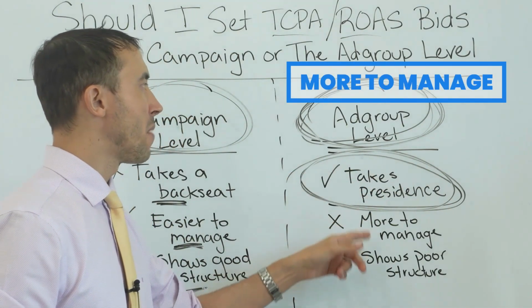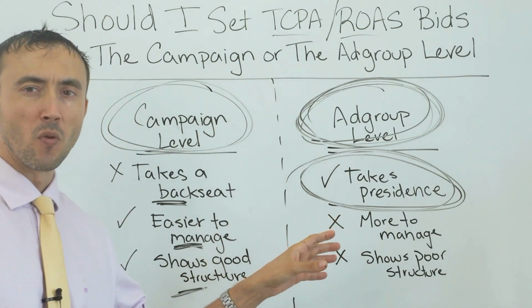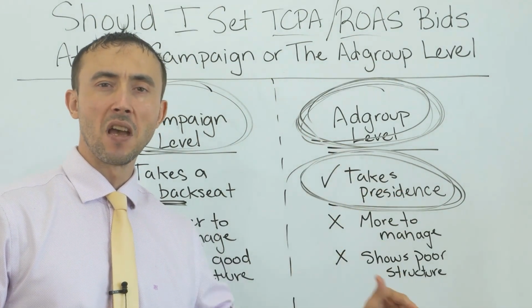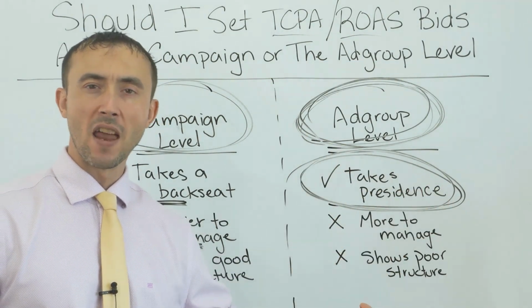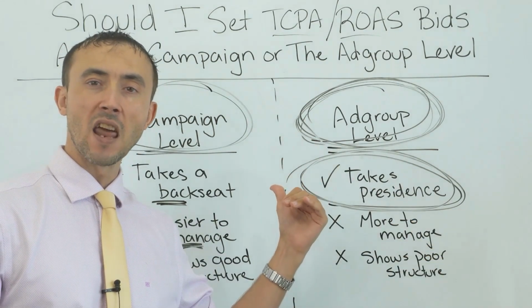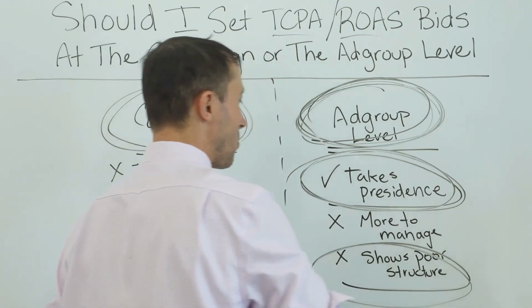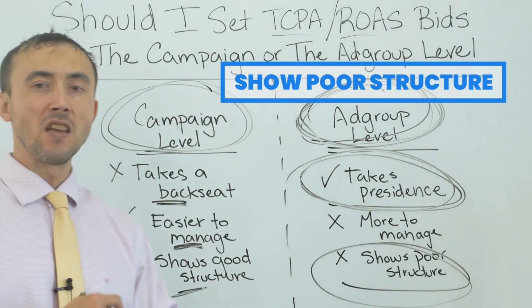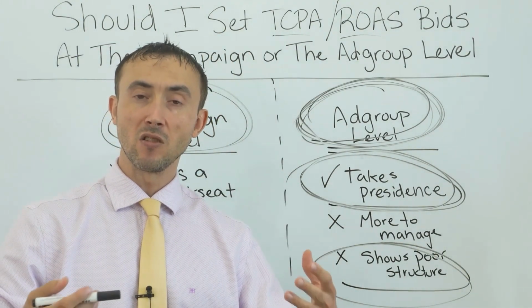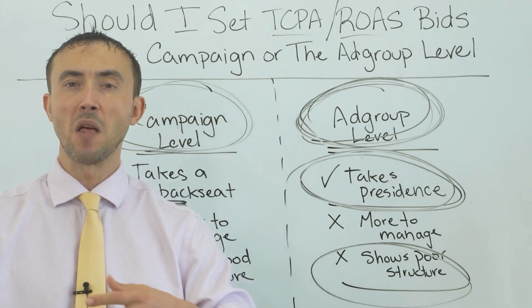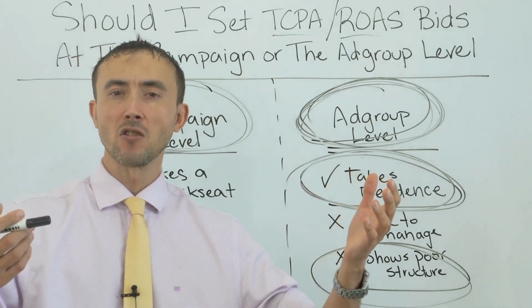Also, there's more to manage. Of course, like I mentioned before, if you have to set the target CPA by ad group, there's more to manage. And if you didn't, then you would just want to set it at the campaign level, obviously. And also, like I mentioned before, if you find that you actually need to set a target CPA at the ad group level, that means your campaigns aren't structured ideally.